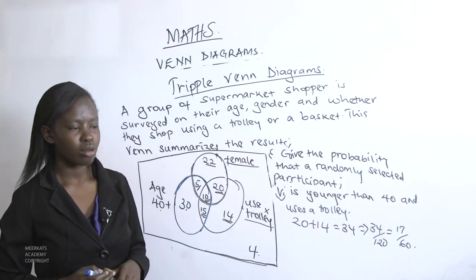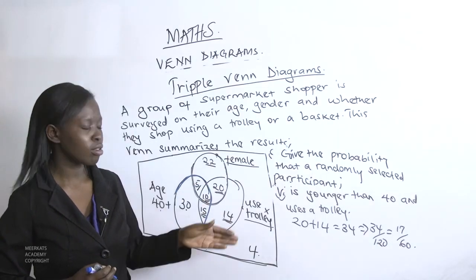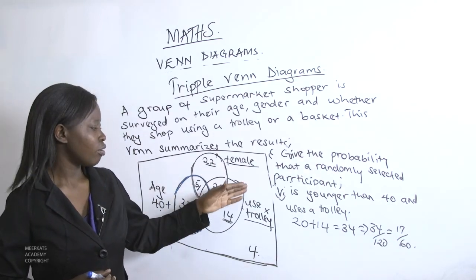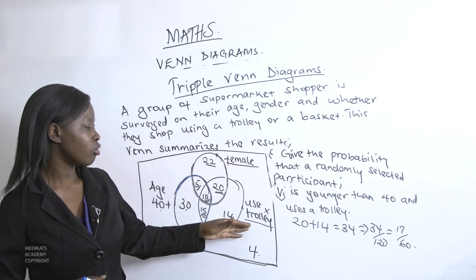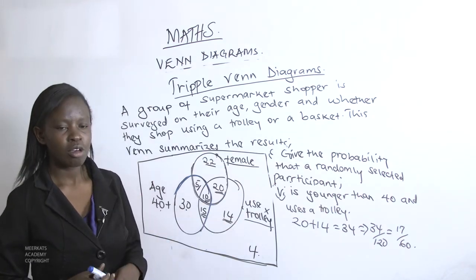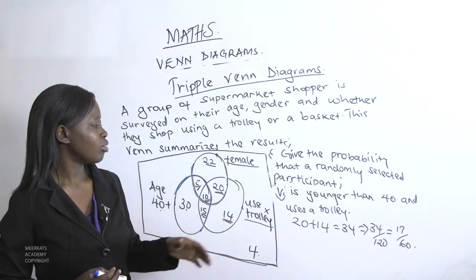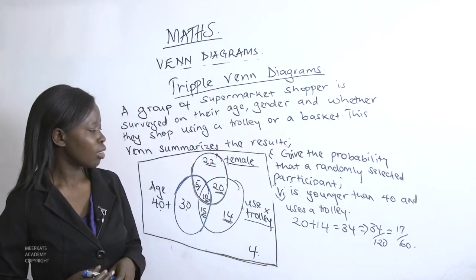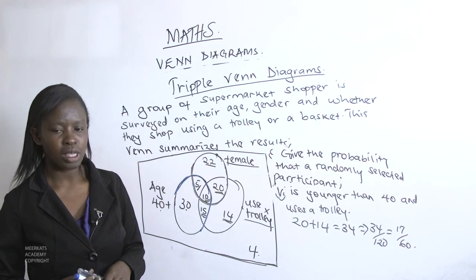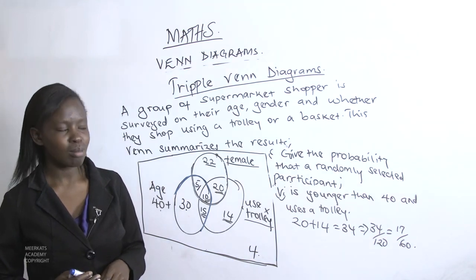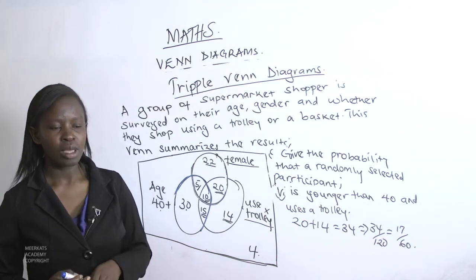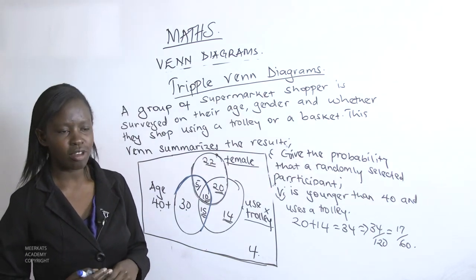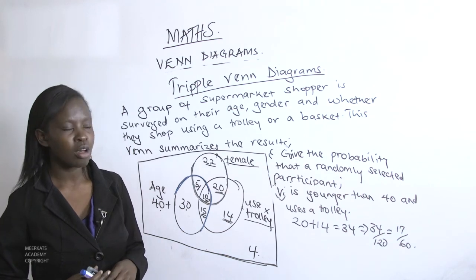in indicating or finding out the probabilities of even more than 2 events. So here we are having 3 events. We have a female, we have use of a trolley, and we have age 40 years and above. So the Venn diagram has helped me in finding out the probability of the 3 outcomes. At the same time, using a Venn diagram, it is possible to tell if events are mutually exclusive or not.